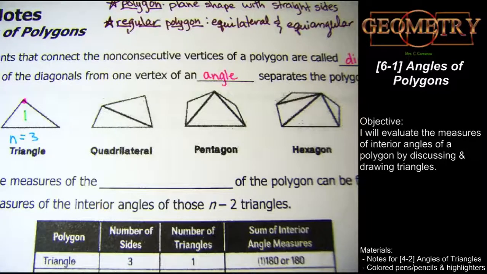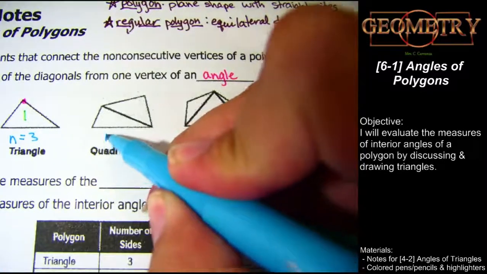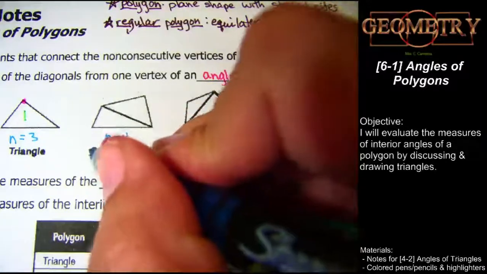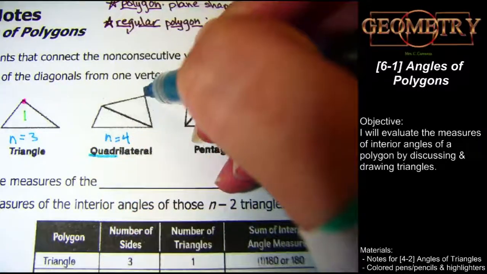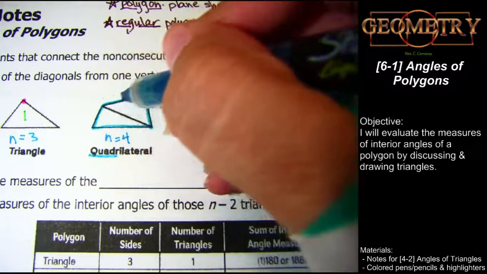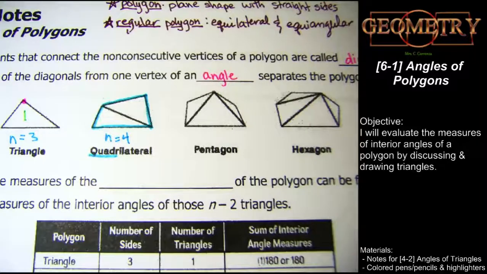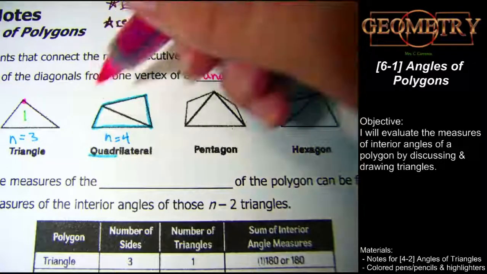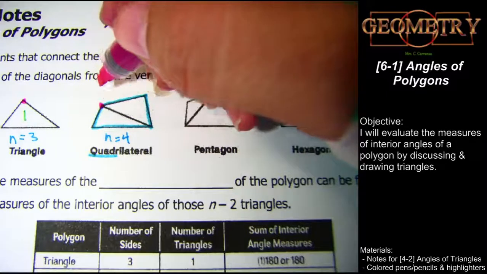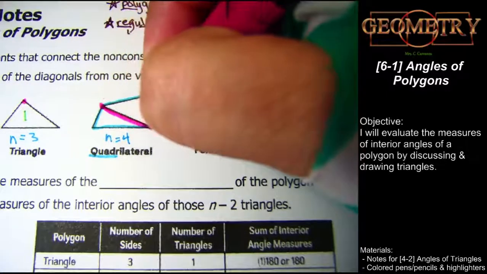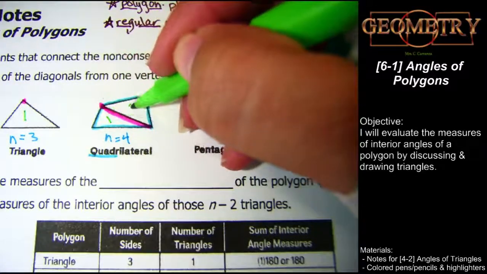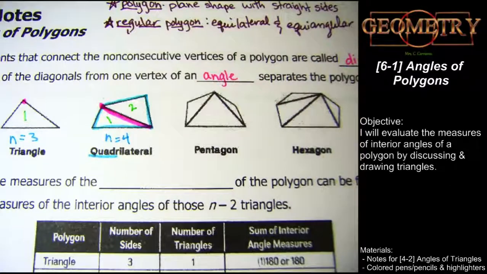All right, we're going to look at the quadrilateral. How many sides does a quadrilateral have? 4. The prefix quad tells me 4, and I can count the outside edges. 1, 2, 3, and 4. So this quadrilateral has 4 sides. Going to draw the diagonals now. Start at a corner, and I'm going to go to the next non-consecutive. I'm going to skip a corner. I can totally do that now. 1 diagonal to draw, which means I have 2 triangles.